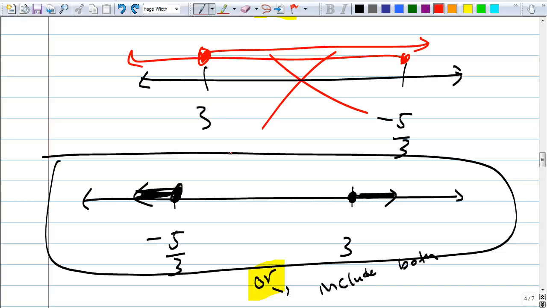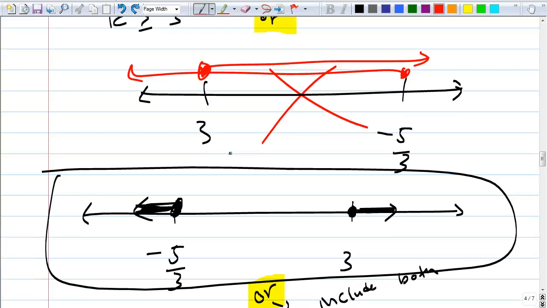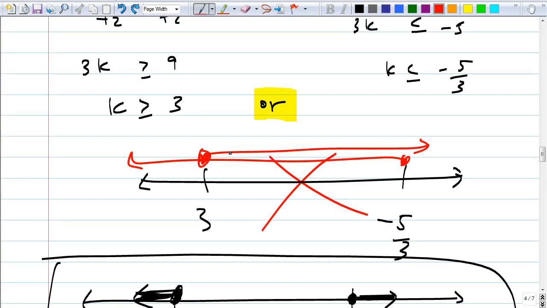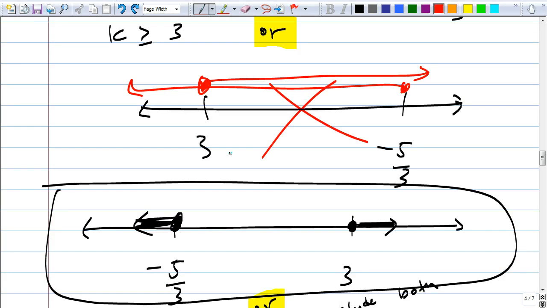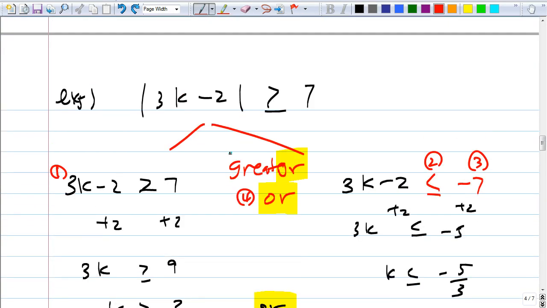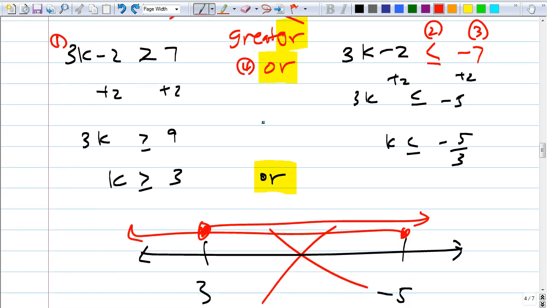So do you see why it's important to put down the right word in the middle? Imagine if by mistake you put AND here. What would your solution be for this? No solution, you see? So you have to know, when you have the absolute value by itself, if it's greater, it's OR. Okay, does that make sense? Absolute value by itself.